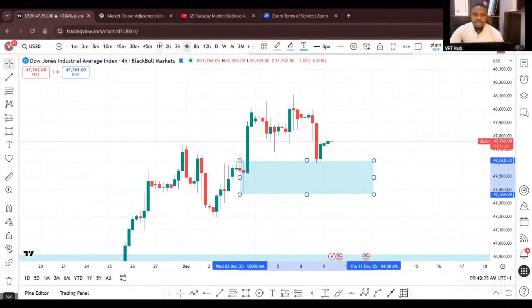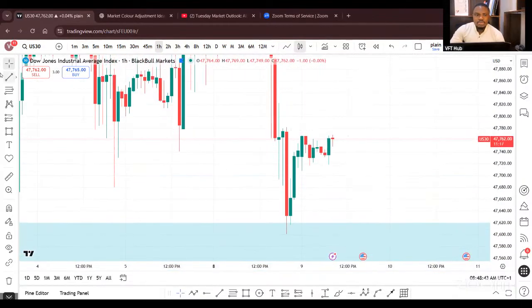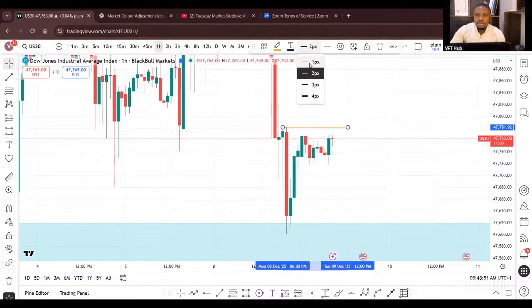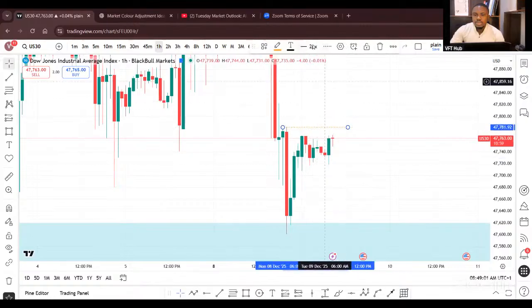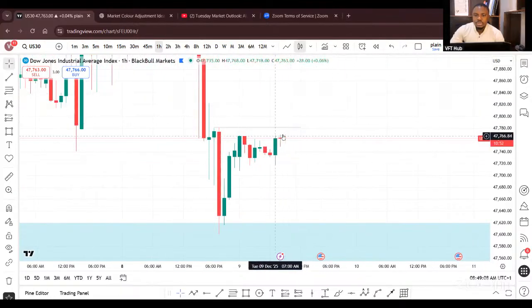However, on the 1-hour time frame, let's see, there's something interesting. Price is yet to break this. I believe with a break or shift of this zone, we will have a shift in market structure. And from there, we can start looking out for trades in the market.